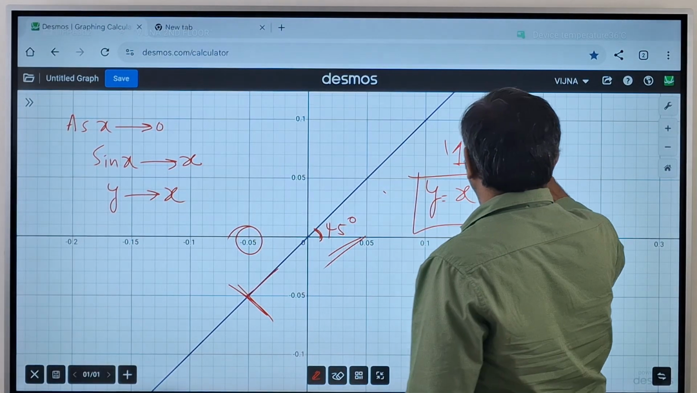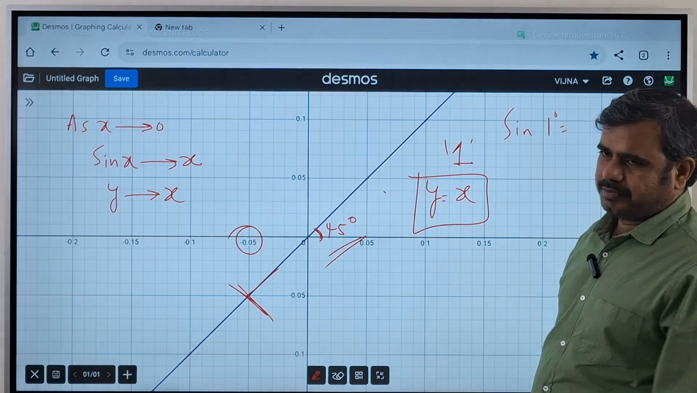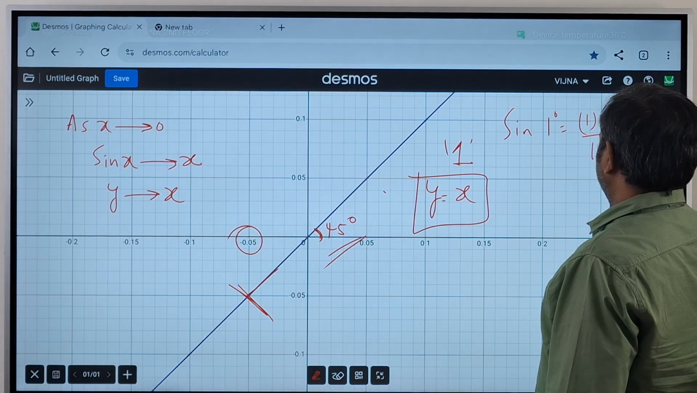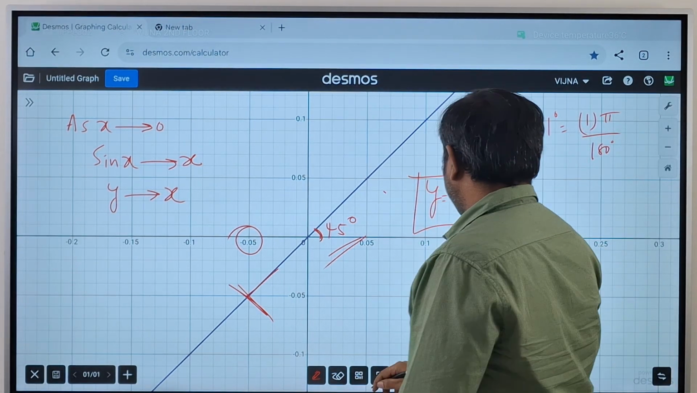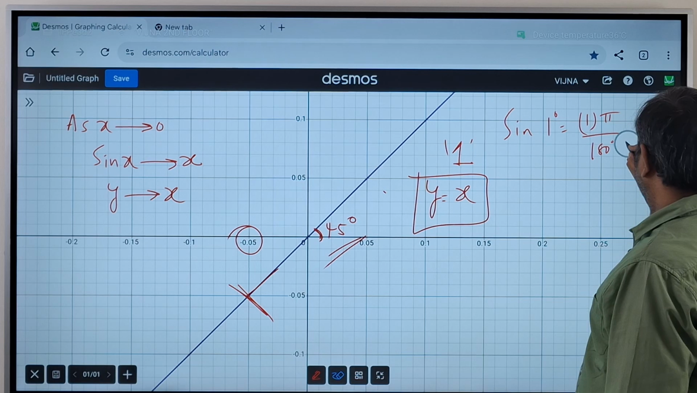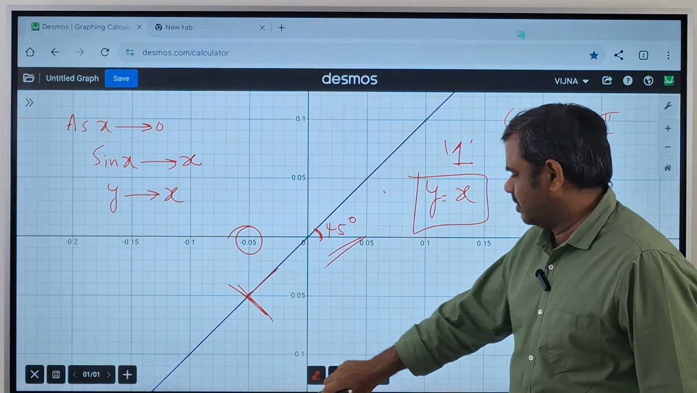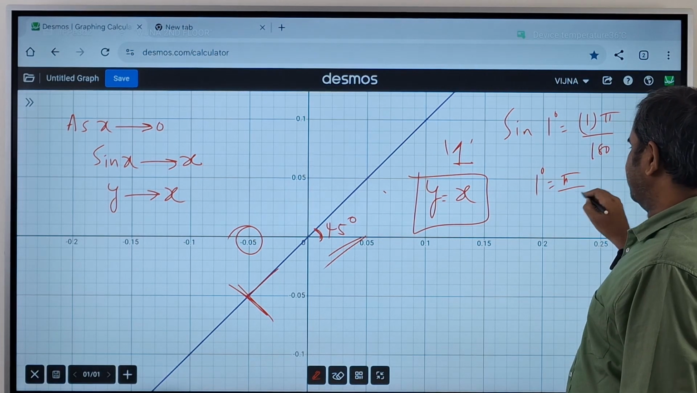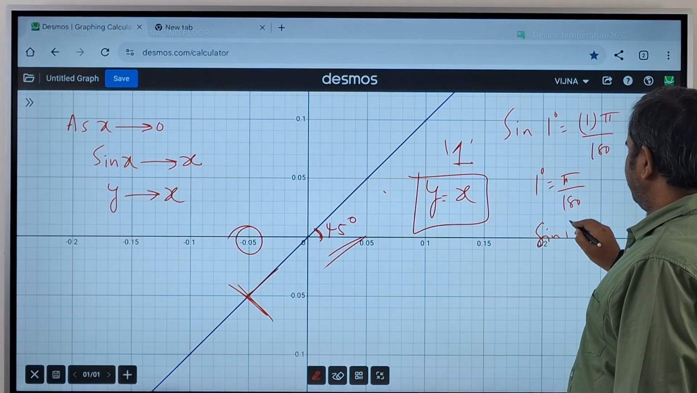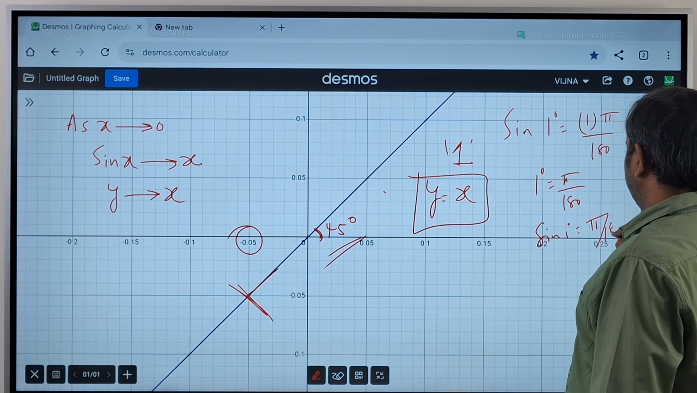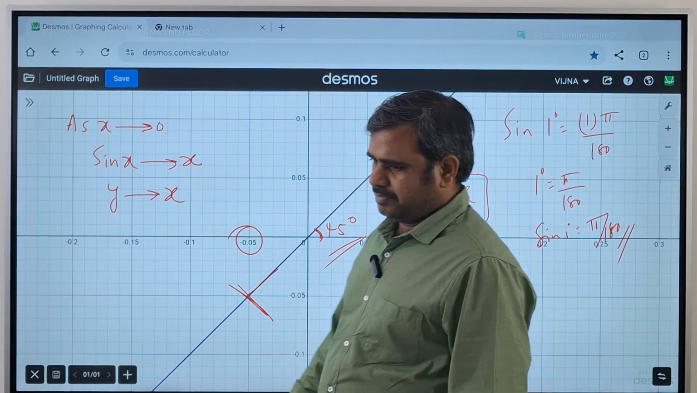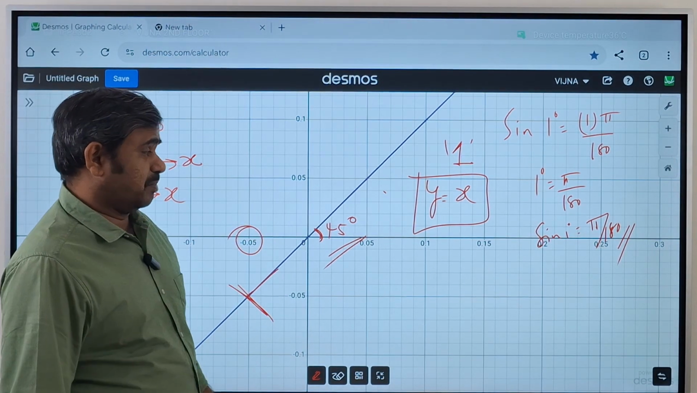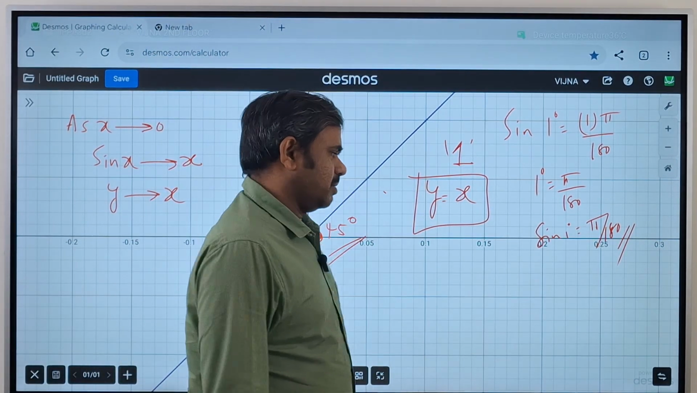If you find sine 1 degree, you will get 1 into pi by 180, because 1 degree means how many radians? Pi by 180. So sine 1 degree is equal to pi by 180. Sine 1 degree value is also approximately equal to it, a very close approximation. After the decimal point, 4 digits are the same.